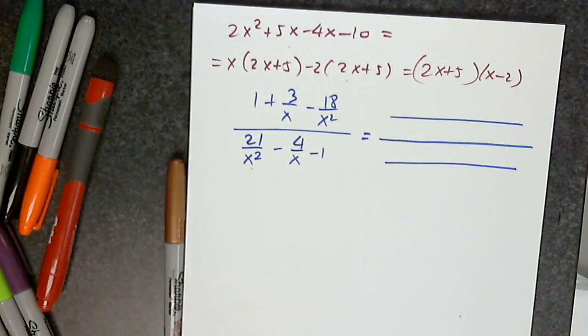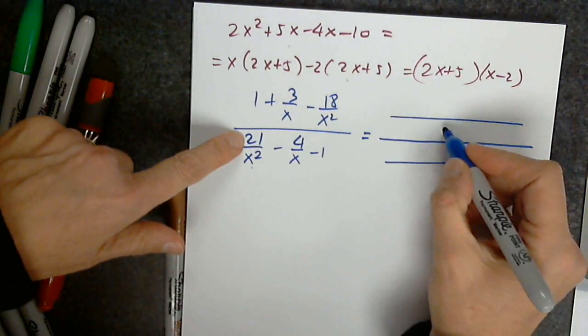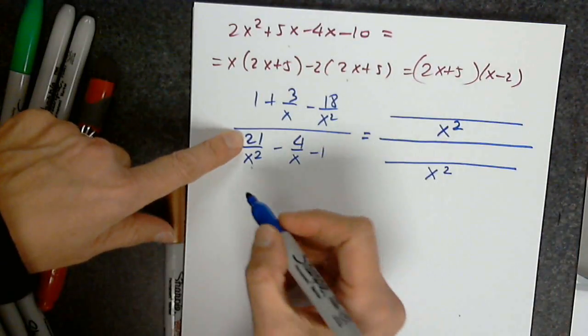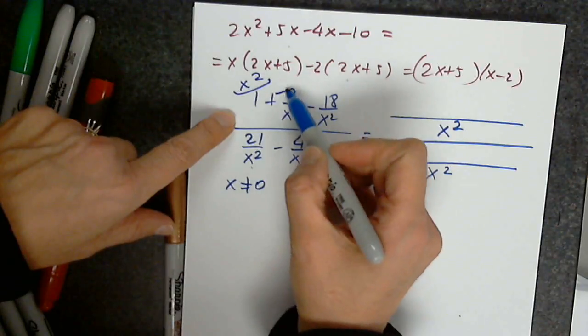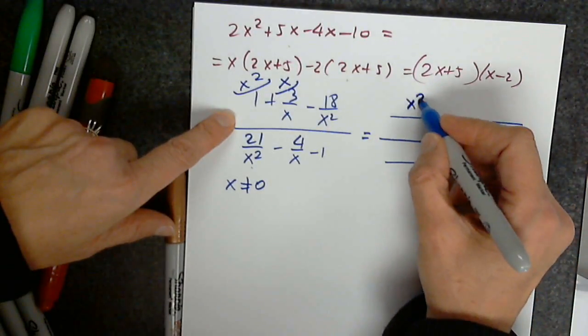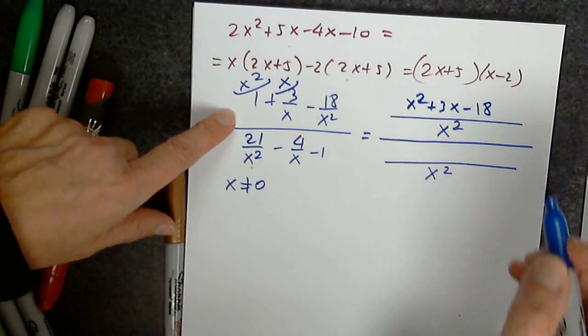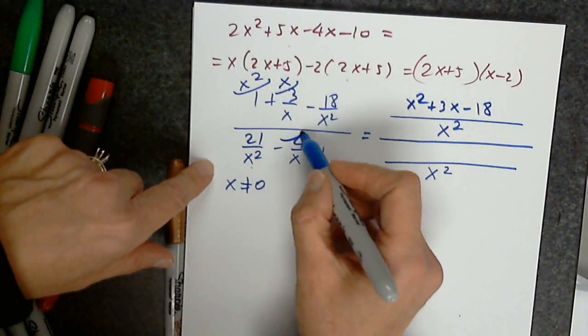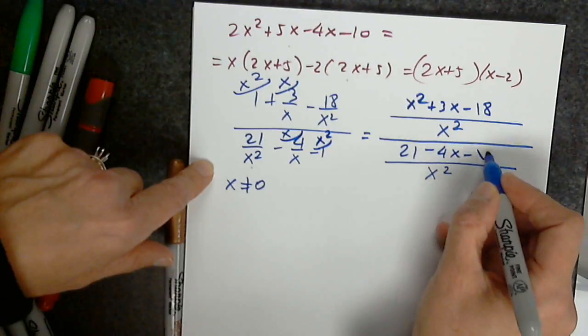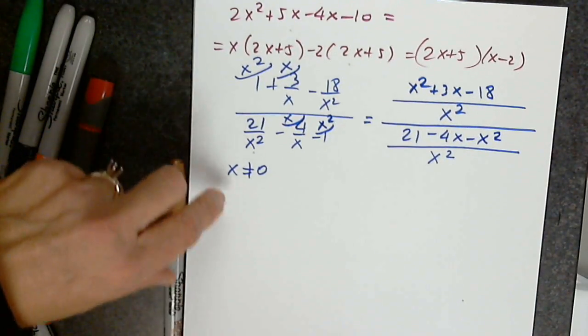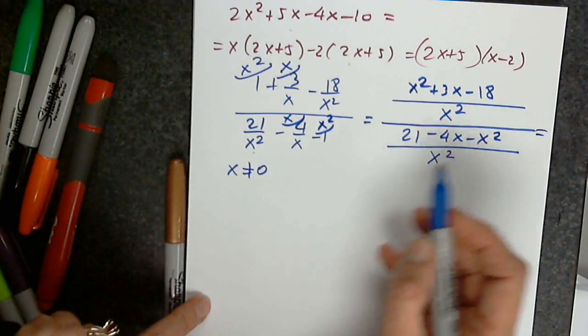So obviously the least common denominator is x squared for both. Right. I have x not equals 0. The first one needs an x squared, the next one needs an x. So then the top is x squared plus 3x minus 18. This one needs an x, this one needs an x squared, and this is 21 minus 4x minus x squared.